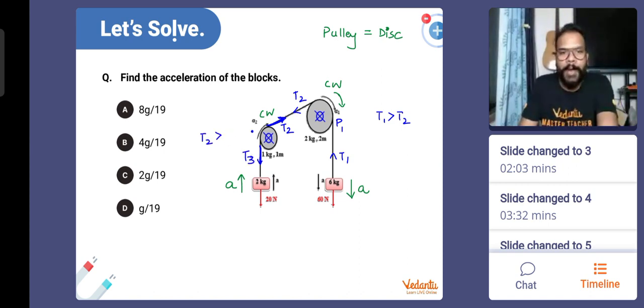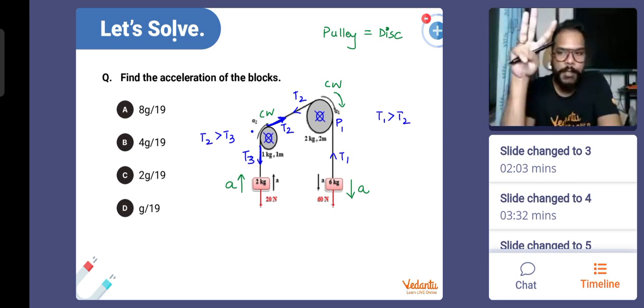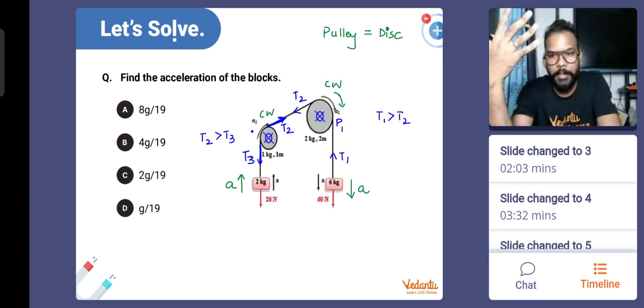So, why will you require 4 equations? It's because you have 3 different tensions, and the acceleration is also unknown. So, 4 unknowns are there, and you will require 4 equations to write down. And we definitely don't want to do that.